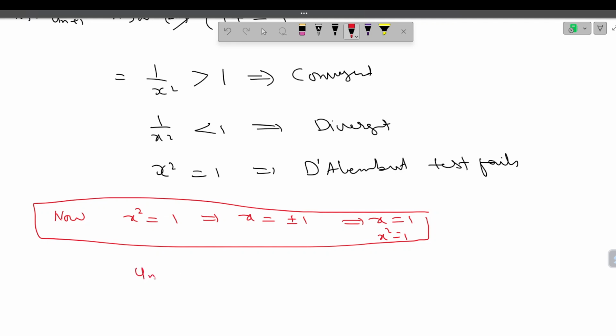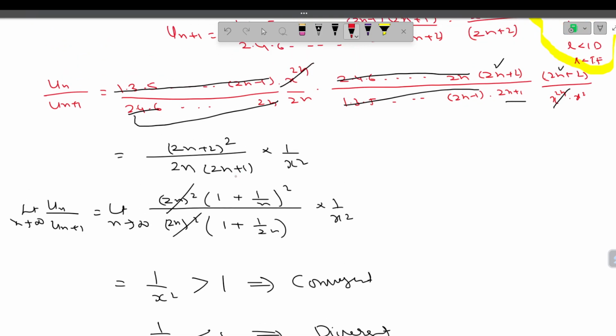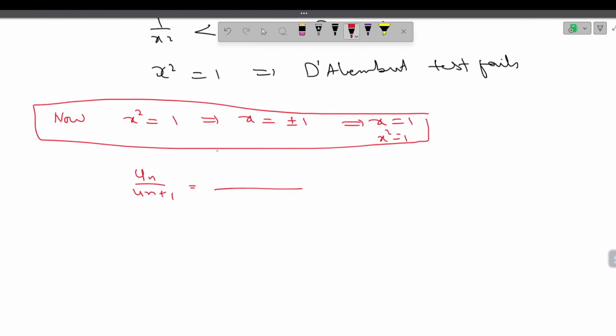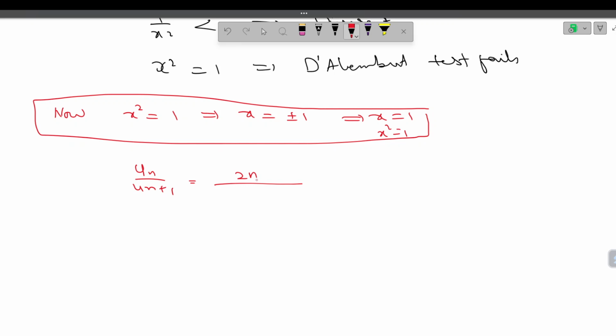So what is un by un plus 1? This is the part. X square equal to 1 we have taken. So 2n plus 2 whole square divided by 2n into 2n plus 1. This is the same as a plus b whole square: a square plus b square plus 2ab. So 4n square plus 4 plus 8n, divided by 4n square plus 2n.